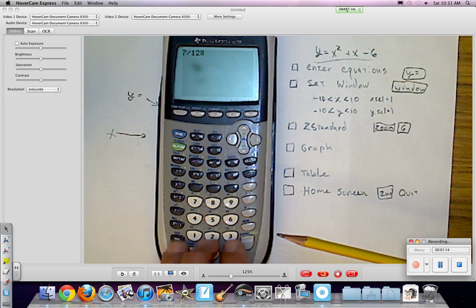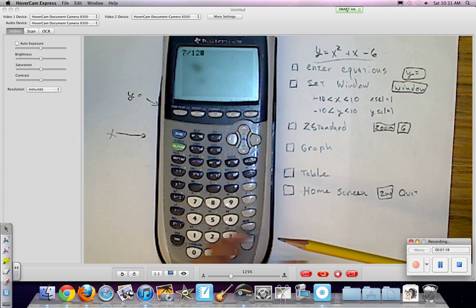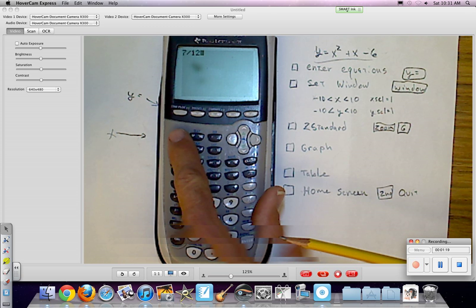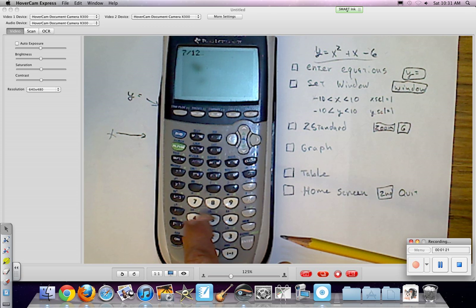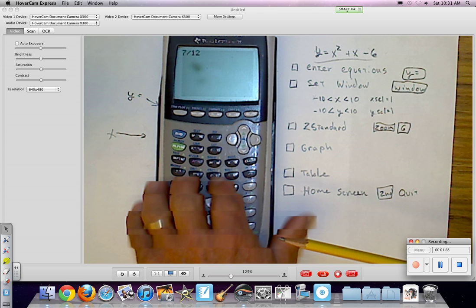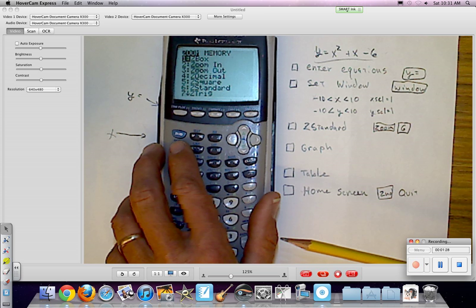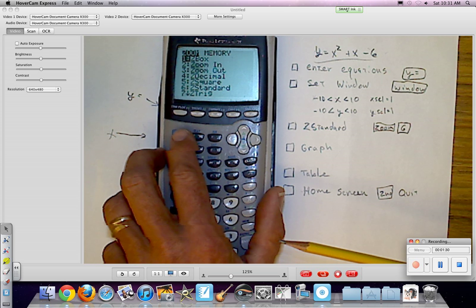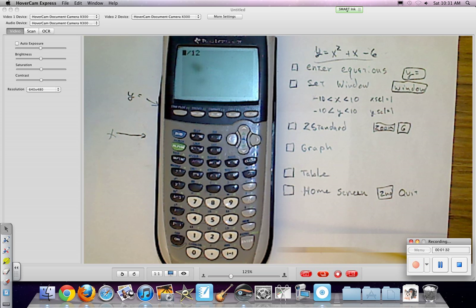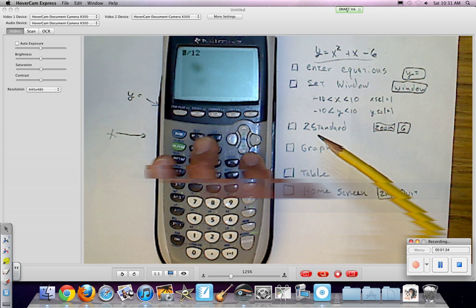To get that, you enter second first, and then whatever is on top to access the top. Once again, if you're anywhere that you don't know and you're kind of lost a little bit, don't forget to do second and then quit to take you back to that home screen, that kind of starting position.